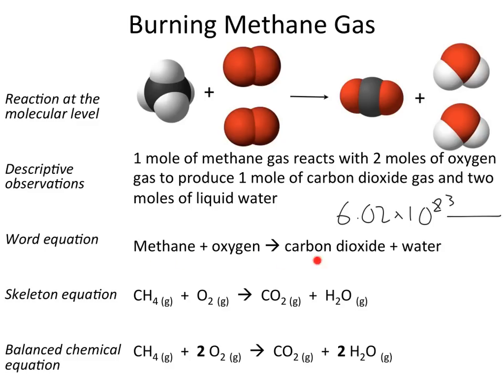Our word equation is simply methane plus oxygen gives us carbon dioxide and water. And when we turn that into a skeleton equation, we can see that, again, we have the states. The one step further, which we're going to look at in a different lesson, is actually balancing these equations to make sure that we have the proper law of conservation of mass and that it's being met.